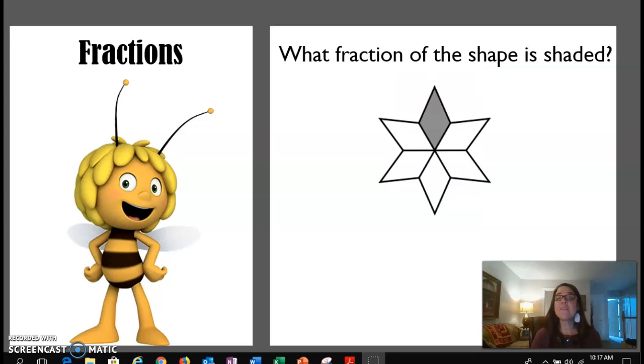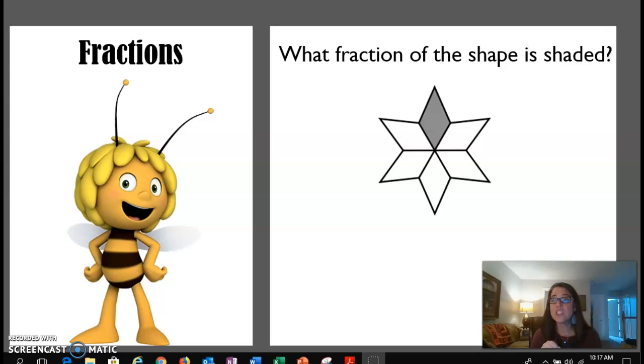Okay, we have another shape to look at. The question is the same. What fraction of the shape is shaded? So we have a star, and it is split into lots of different pieces. So you would want to count how many pieces are there. There are 6 pieces in this star.